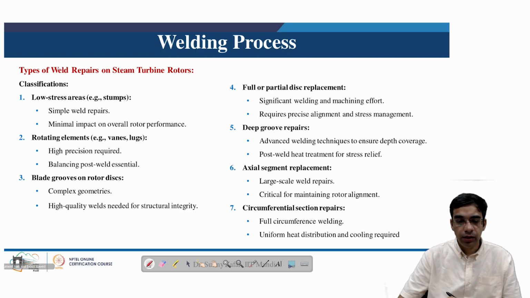So this classification of weld repairs includes repair of low stress areas such as stumps. So these are simple weld repairs with minimal impact on the overall rotor performance. The second category of repairs comes as rotating elements, for example vanes and lugs. In this regard, high precision welding is required, and also balancing may be needed after the welding is conducted, because in rotating elements, if there is an unbalanced mass, this may lead to eccentric loading and vibration as the rotating components will rotate at high speed.